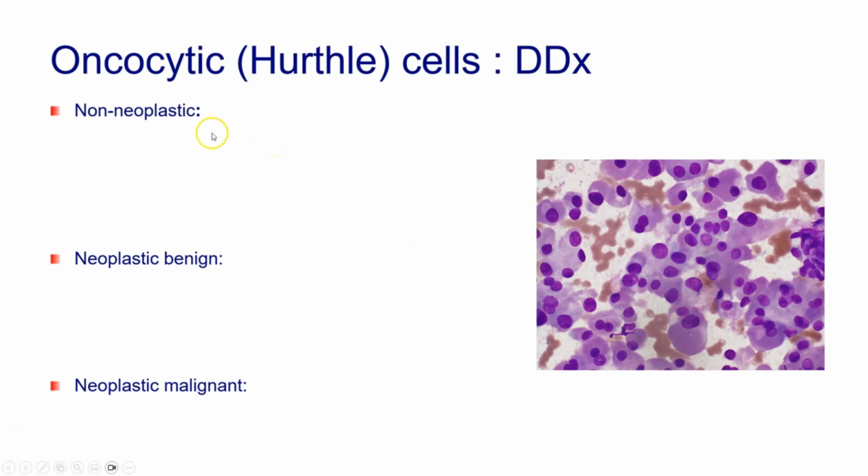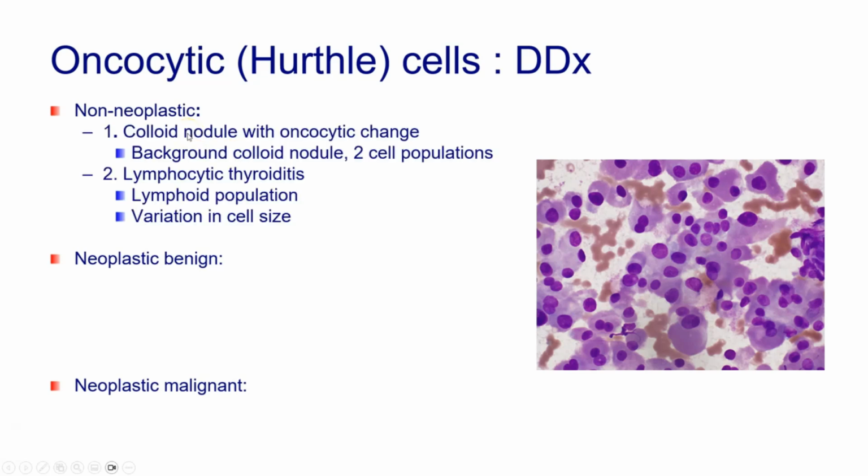So let's start by appreciating the spectrum of differential diagnosis. First of all, this could be non-neoplastic lesions, for example, a colloid nodule or a benign follicular nodule with areas of oncocytic change. Usually we will see background features of benignity, such as colloid and non-oncocytic cell populations. So usually there will be two cell populations, oncocytic as well as regular-looking follicular cells.